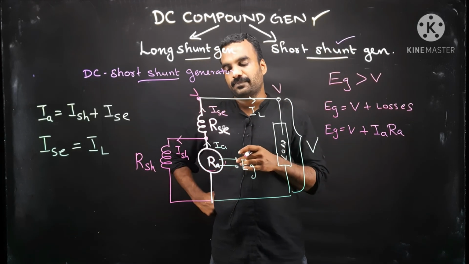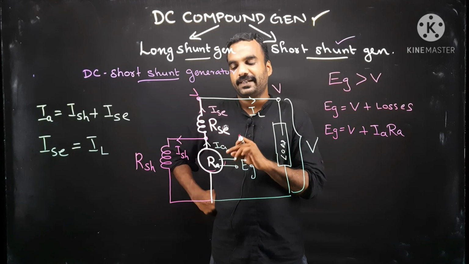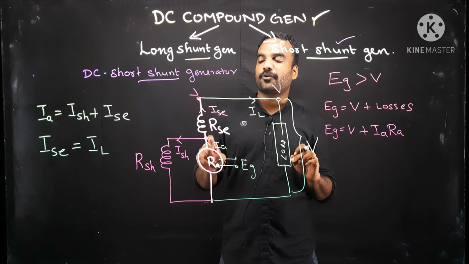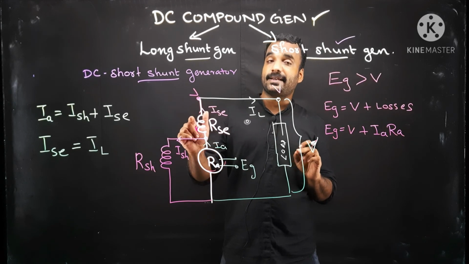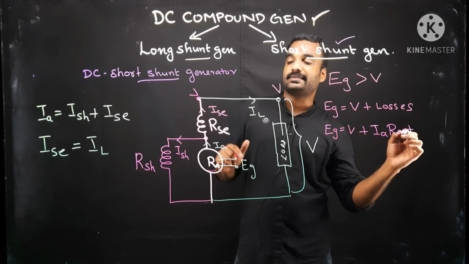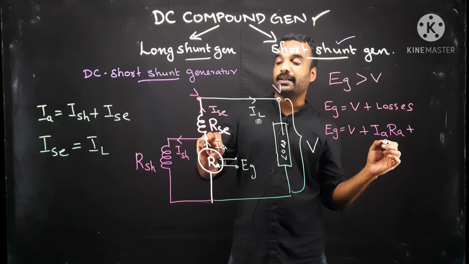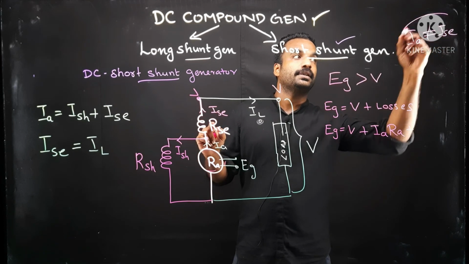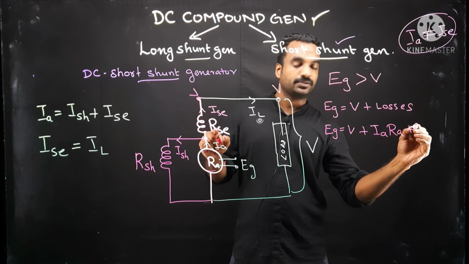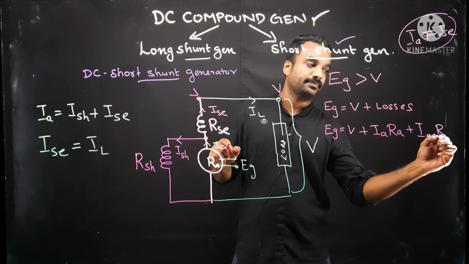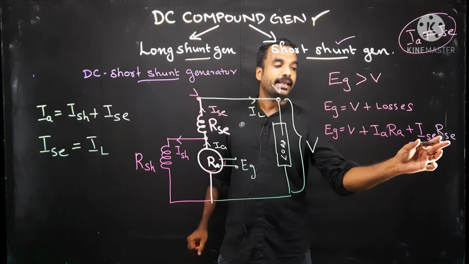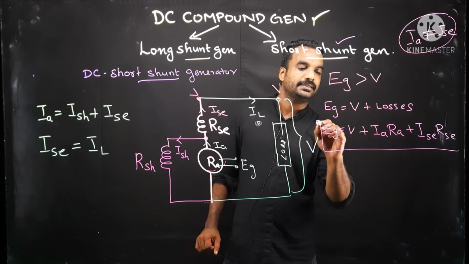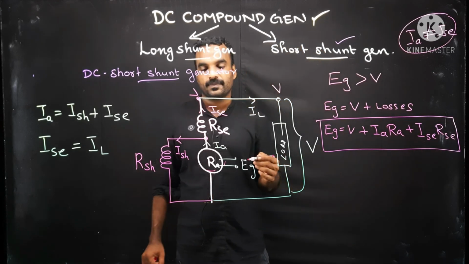What is the second loss? Is it IA RC in between EG and V? Is it IA RC? No, IA is not flowing through RC. Only a portion of IA is flowing through RC. So the series field winding current is not equal to IA; IA is not equal to ISC. You should be very careful in this one. So the next loss is ISC RSC. That is somewhat different. ISC RSC. IA and ISC are not same. So this is the EG and V relation.